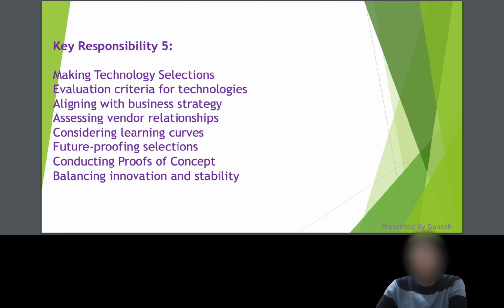Second, aligning with the business strategy. Choosing technology that supports long-term business goals, considering the organization's existing technology ecosystem. Third, assessing vendor relationships, evaluating the reliability and support of technology vendors. Fourth, considering the learning curve, factoring in the team's existing skills and the time needed to adopt the new technology. Fifth, future proofing: selecting technology that can adapt to future needs, avoiding options that might lead to vendor lock-in.